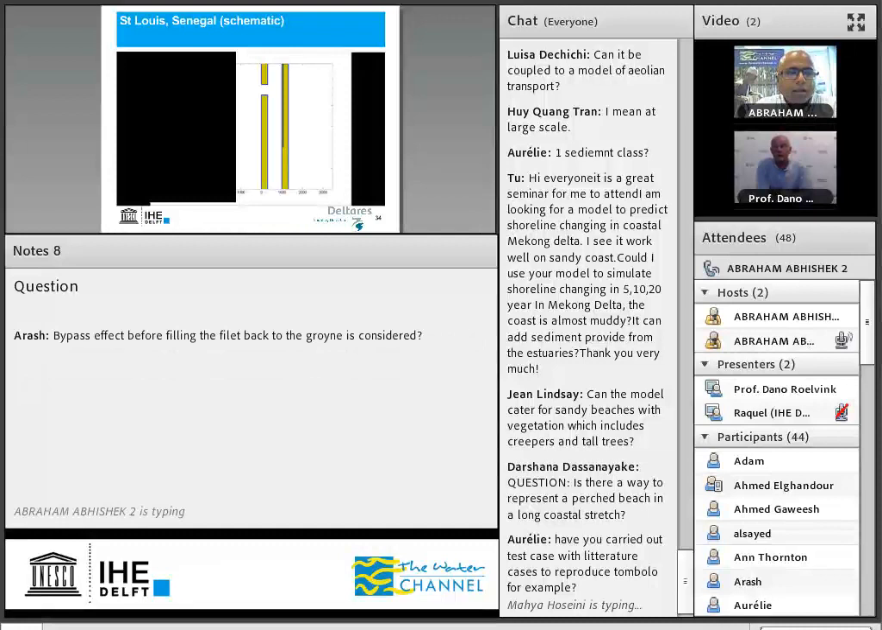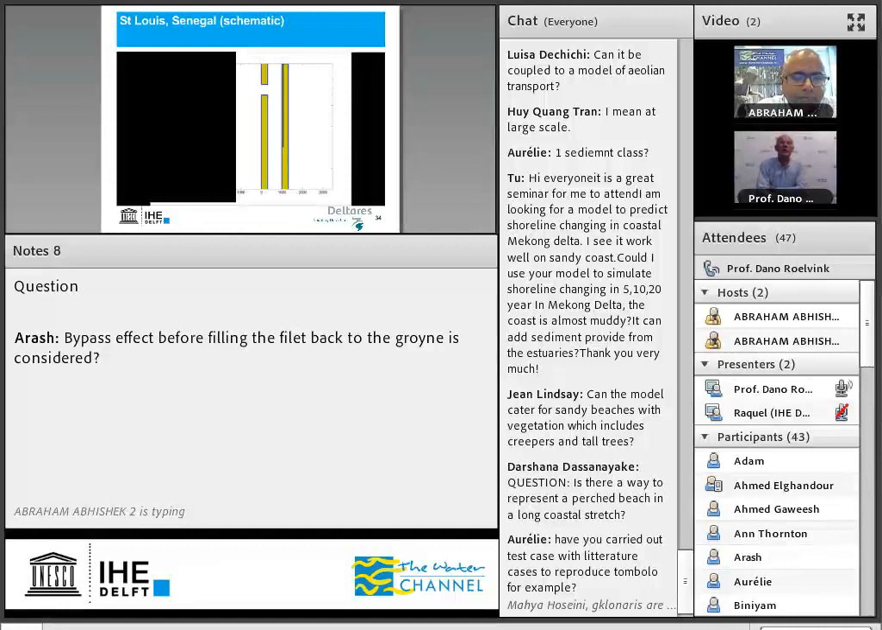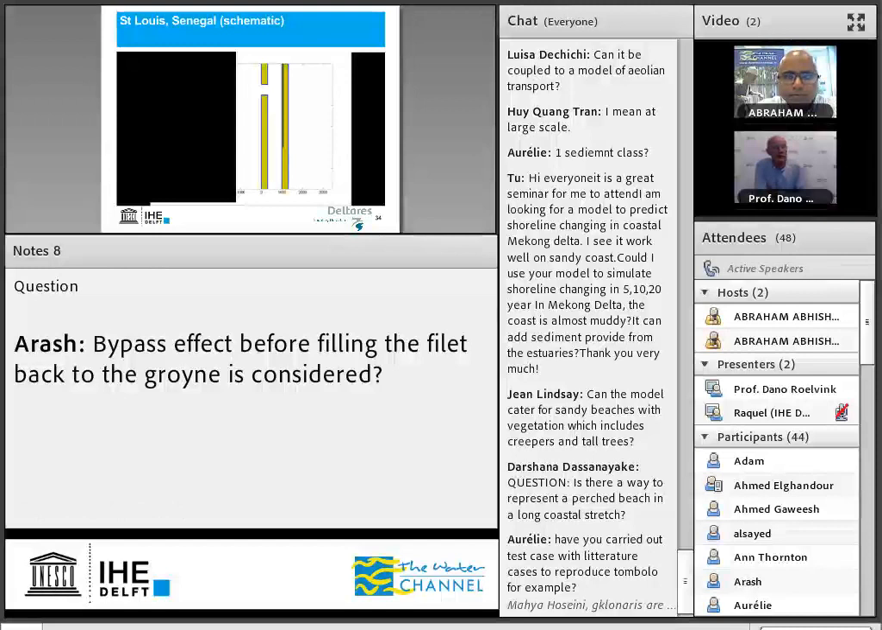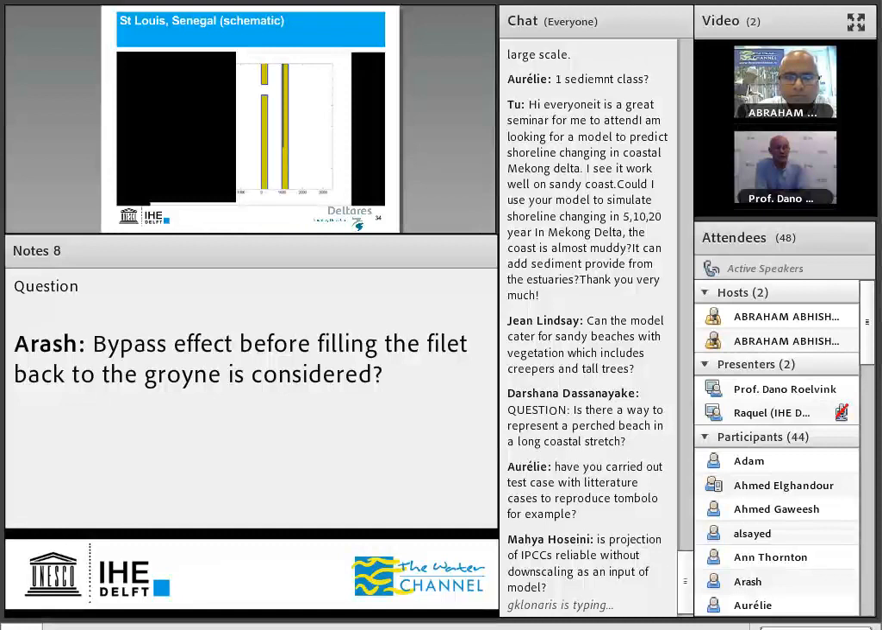Have we considered bypass effect before filling the fillet back to the groin? The groin, yes. Actually, this is what Mohamed Gomim's master thesis is about. At least one of the things he did is accurately implement both partial bypassing and also partial transmission through the groin. In my first implementation this was not considered, but now he has done something really nice, and so the groin is implemented much more accurately. That code is not yet on the shorelines.nl website, but we are in the process of merging everything, and it will be there very soon.